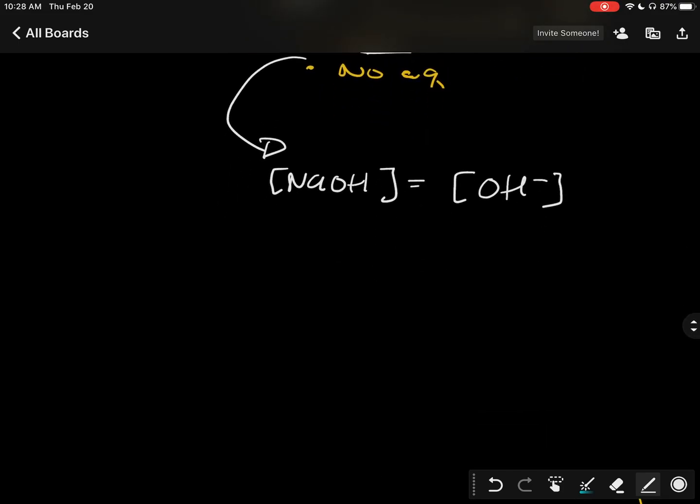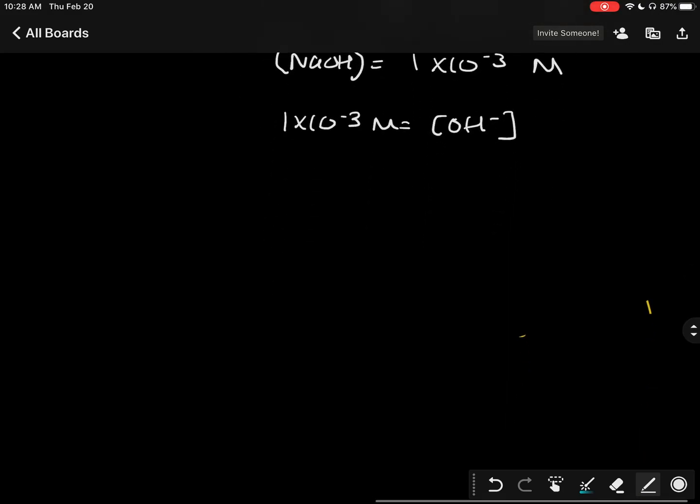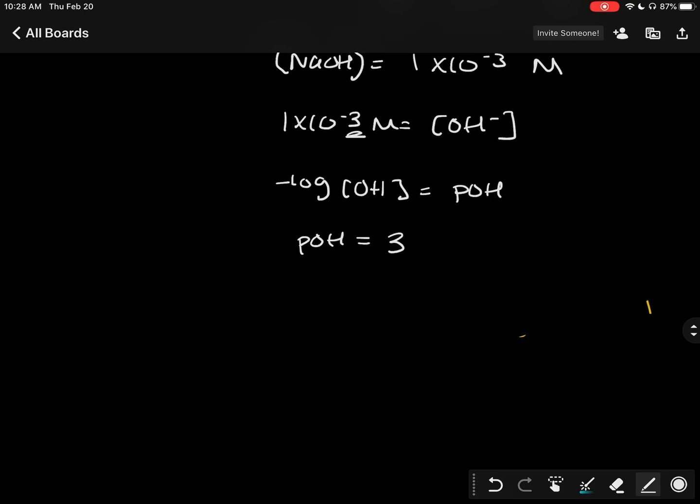So now, if I was trying to find the pH of this solution, let's say that I knew that my NaOH concentration equals 1 times 10 to the negative third molarity. That means that 1 times 10 to the negative third molarity also equals my OH- concentration. So if I were to take the negative log of my OH- concentration, we'd get the pOH. So that gives us a pOH of 3. So now, if I wanted to find the pH, that equals 14 minus 3, which will equal 11.